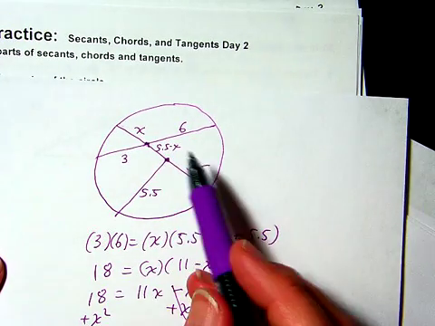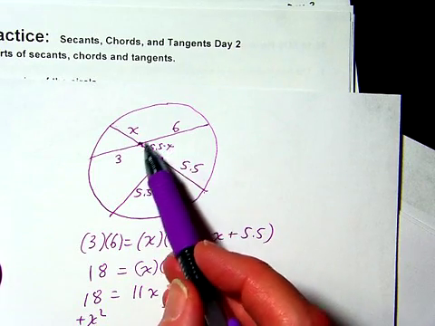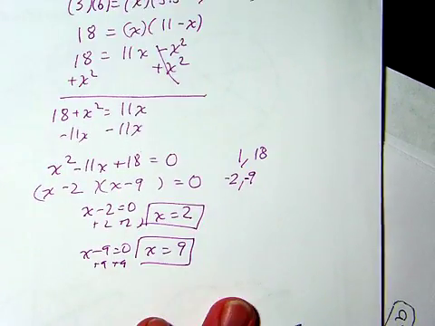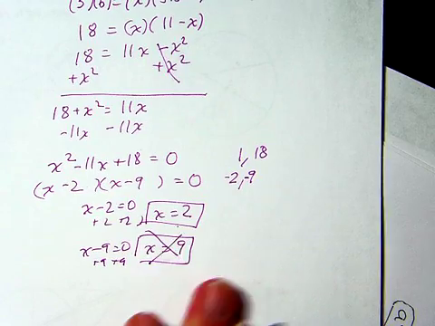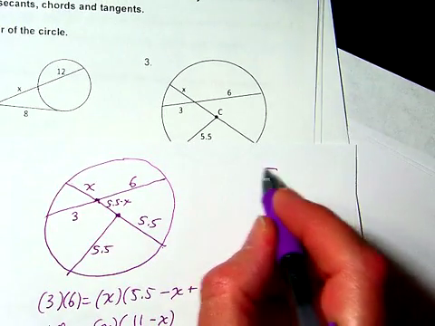But 9 would not work out. 5.5 minus 9 here would give us a negative value. So it cannot be 9. 9 cannot be a solution. The solution is 2. So that means the final circle looks like this.